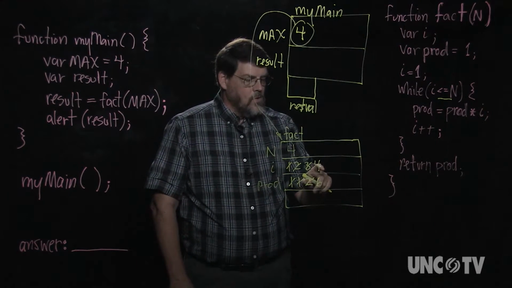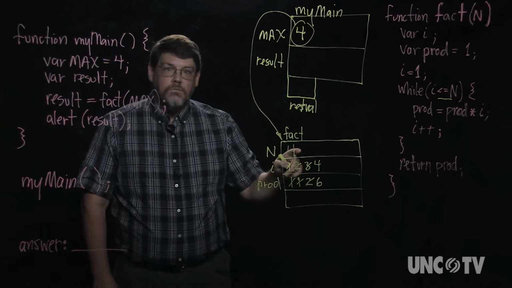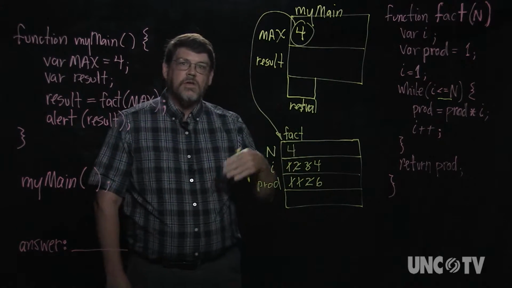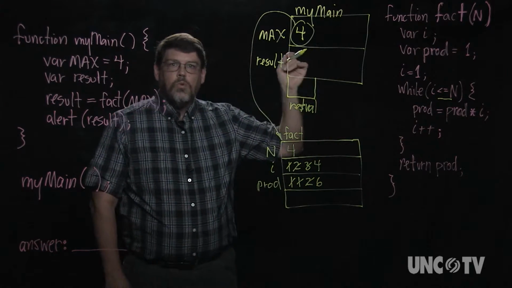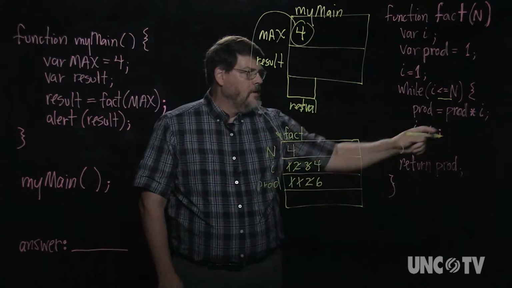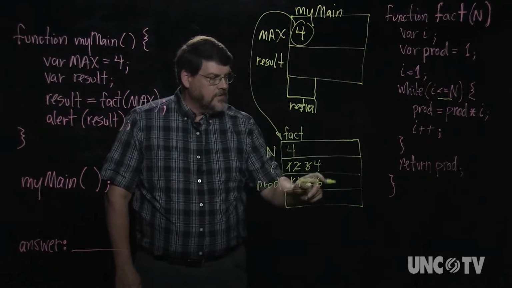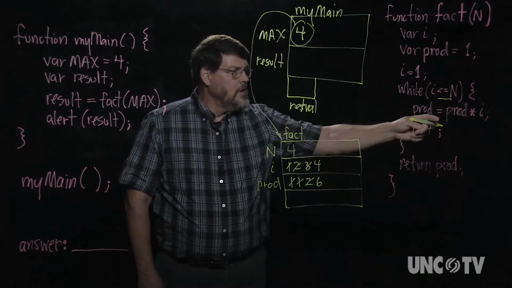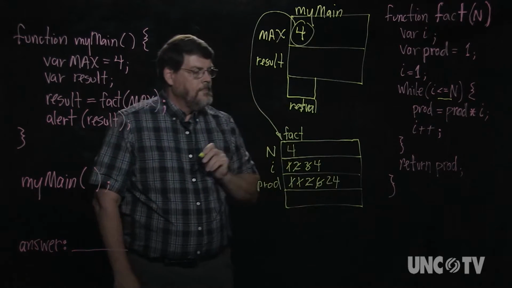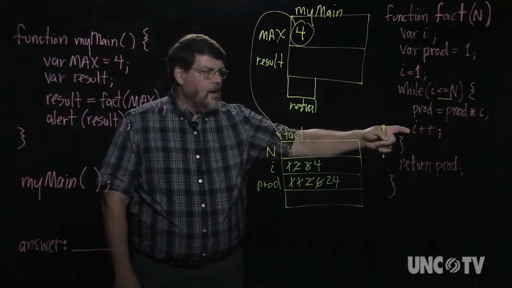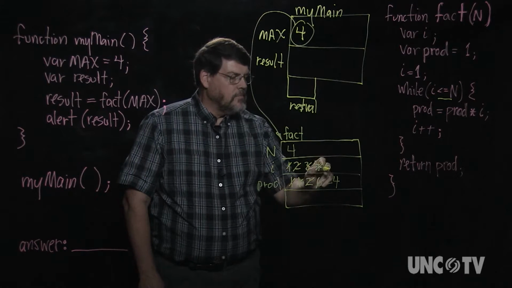Is I, 4, less than or equal to n? 4. Yes, 4 is less than or equal to 4. So we're going to do this loop one more time. Prod times I, 6 times 4, that's a 24. Put the result into prod. I++, 4 becomes a 5.